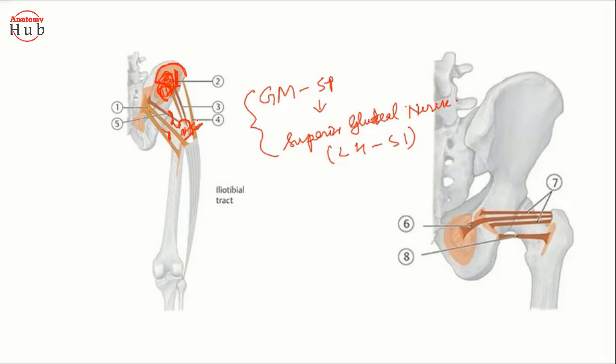It also has the same innervation, the superior gluteal nerve, with origin from L4 to S1. The action of both these muscles is common. What is that? If the entire gluteus medius and minimus muscle works, then abduction of the hip will occur, because the direction of the fibers is like this. Once this muscle contracts, the hip will move outwardly, so that will be the abduction.